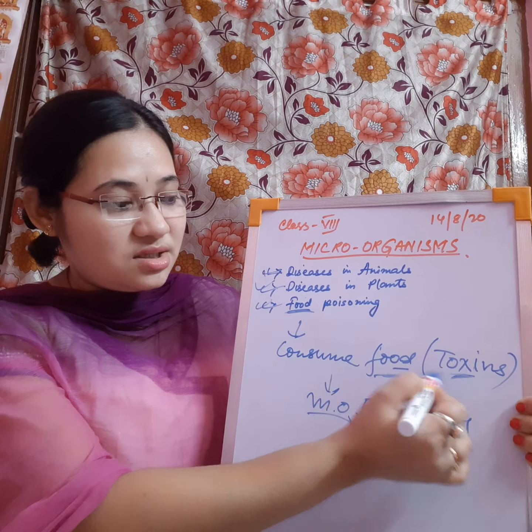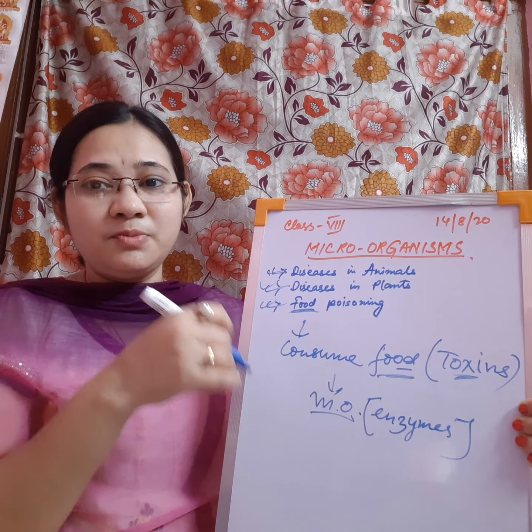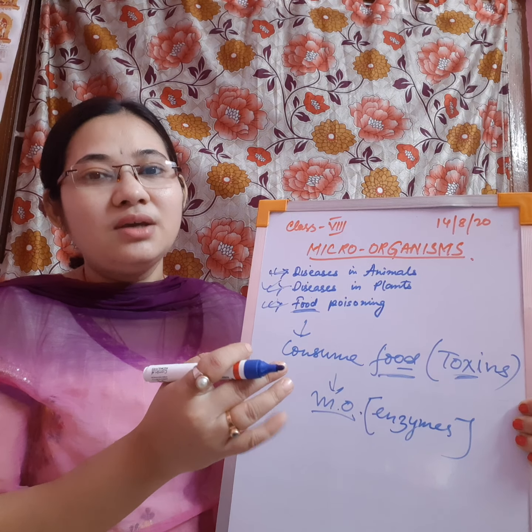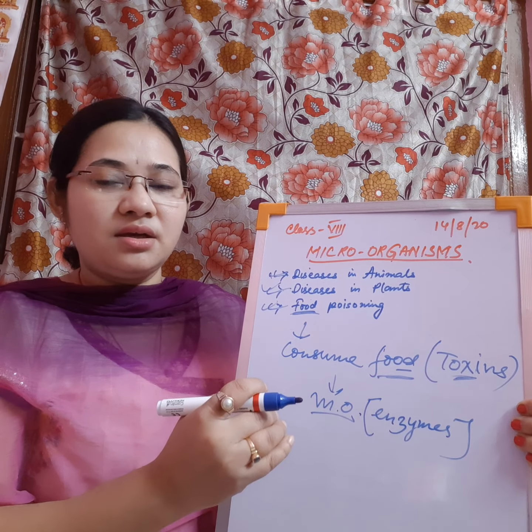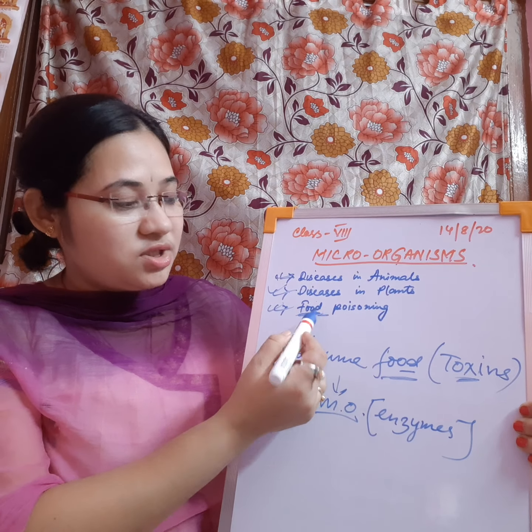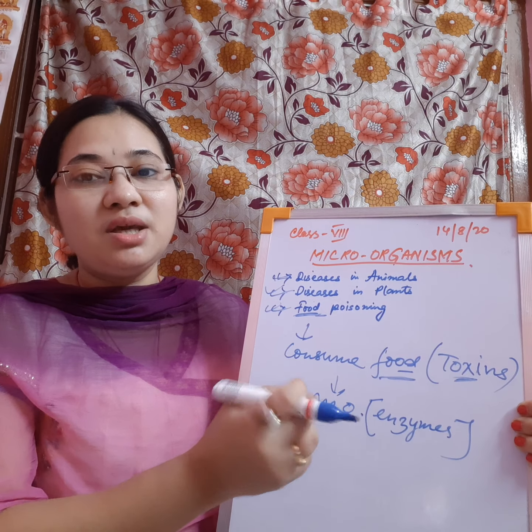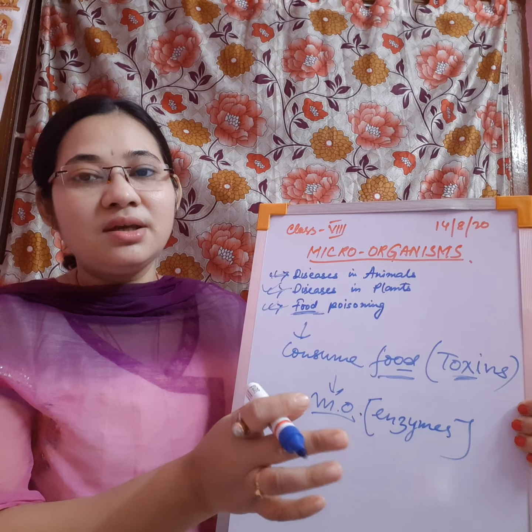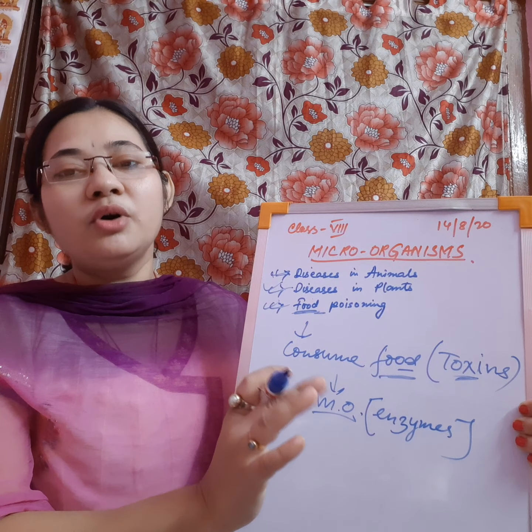produce toxins. And when we eat such kind of spoiled food, then we have stomach ache or headache, etc. Okay, so that is called food poisoning. So food poisoning sometimes can be fatal also. A person can die also because of food poisoning.